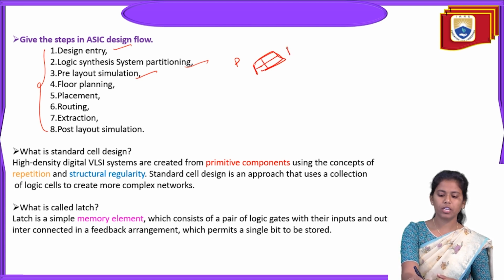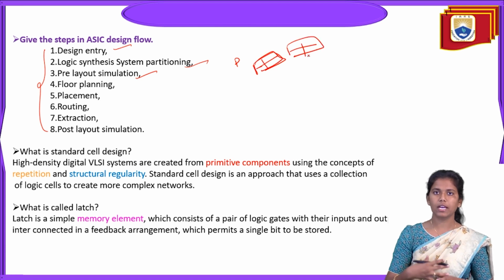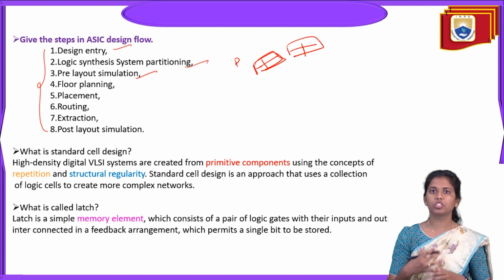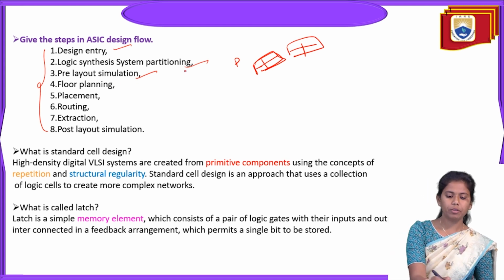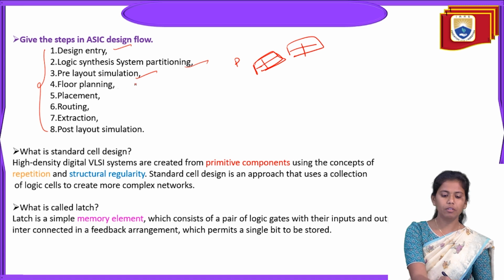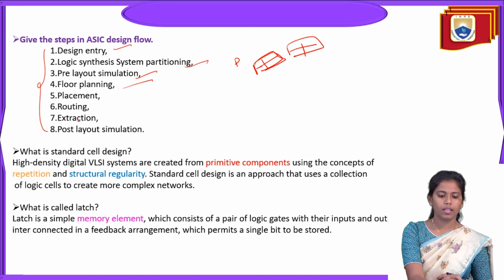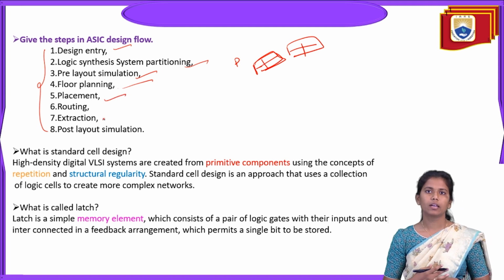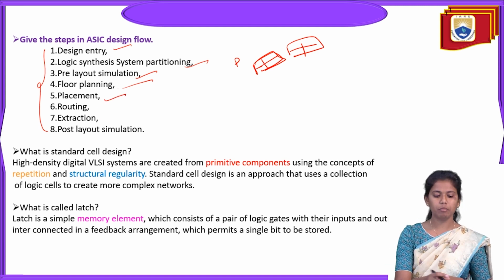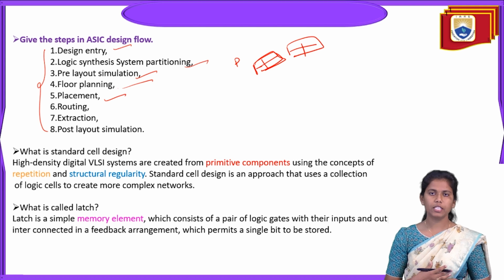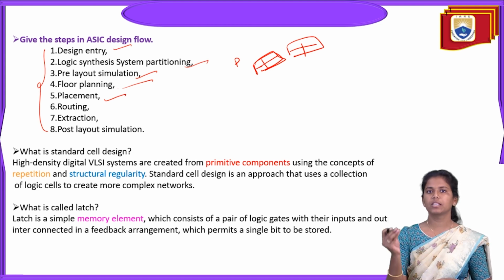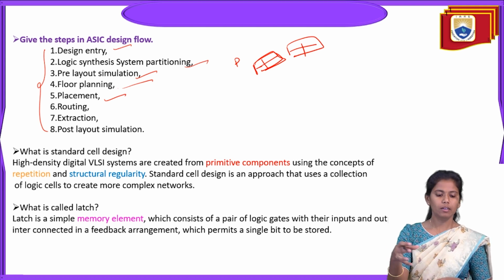After partitioning, the layout has to be given for each and every module which is partitioned. Then after layouts, we go with the floor planning, based on the area constraint. And then after floor planning, the step we will come across is placement. Placing the components or placing the device on the particular place which is arranged for it.